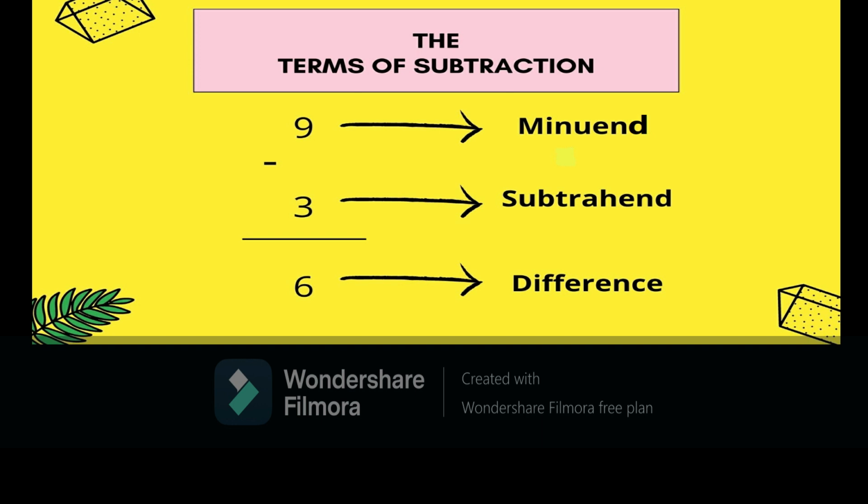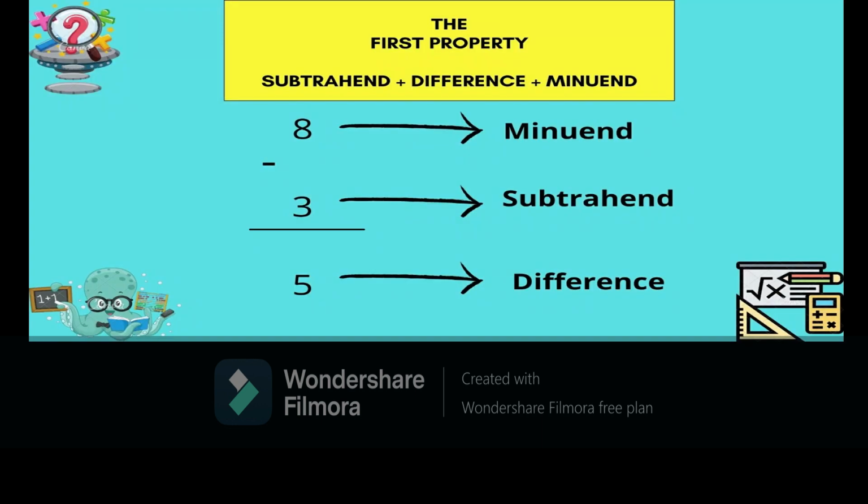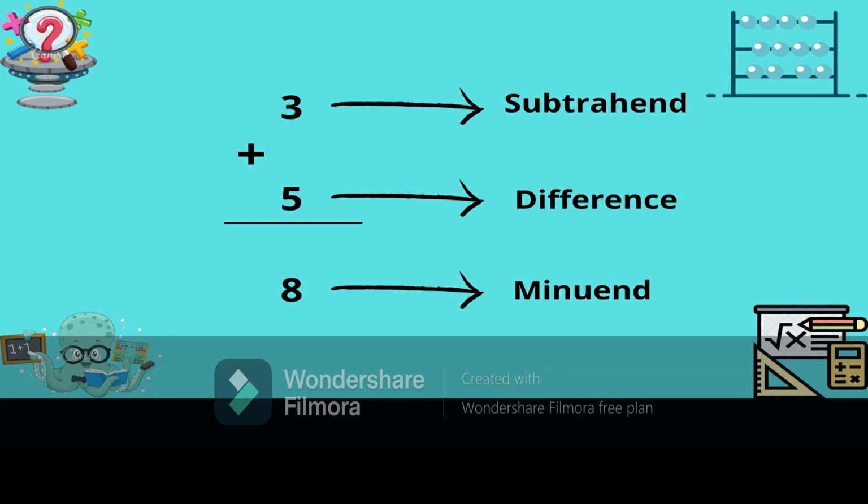We are going to talk about the properties of subtraction. The first property is subtrahend plus difference equals minuend. If we want to know if this operation has been done correctly with this property, we are going to take the terms of subtraction and perform the addition. Subtrahend plus difference equal minuend. Let's check.